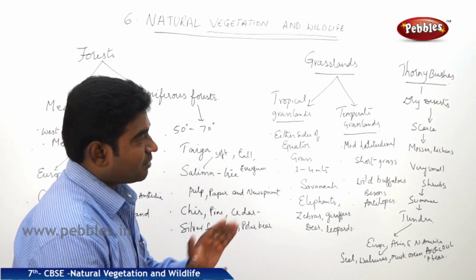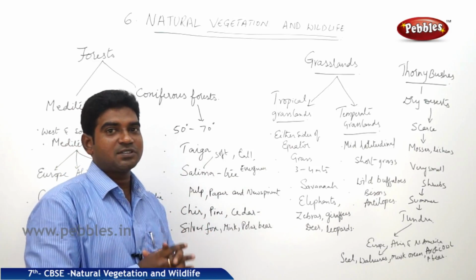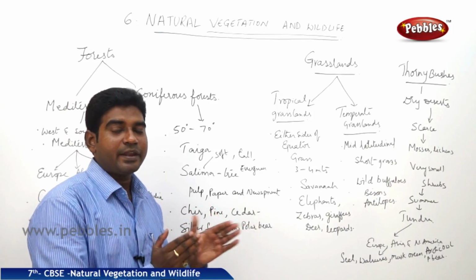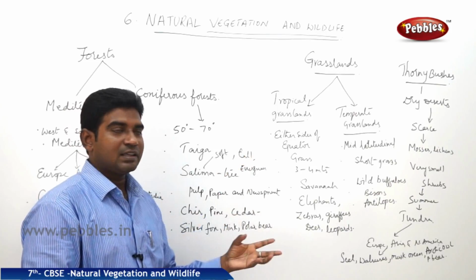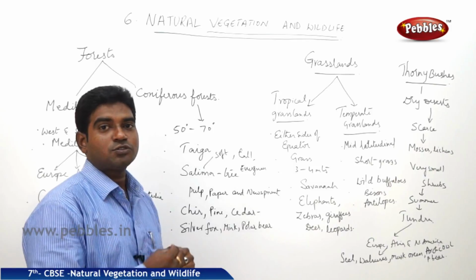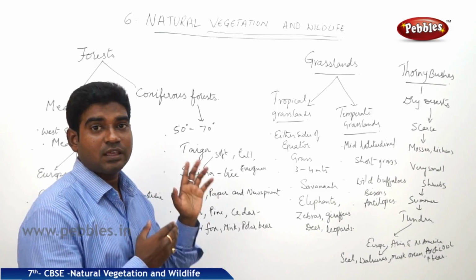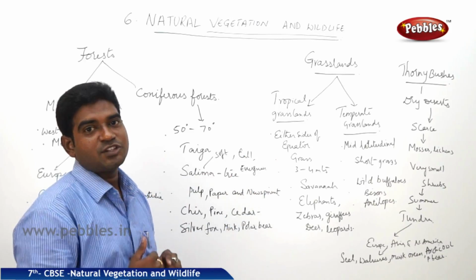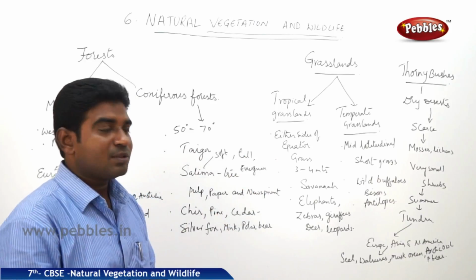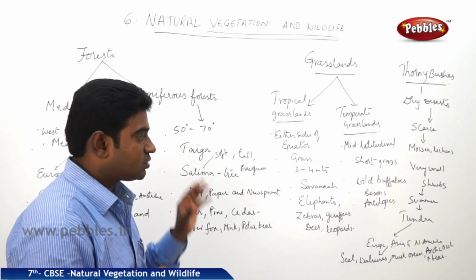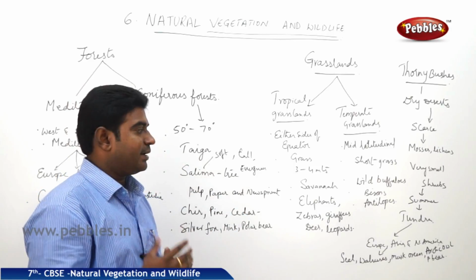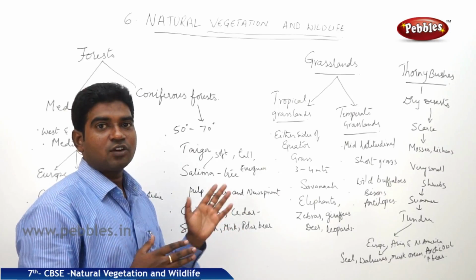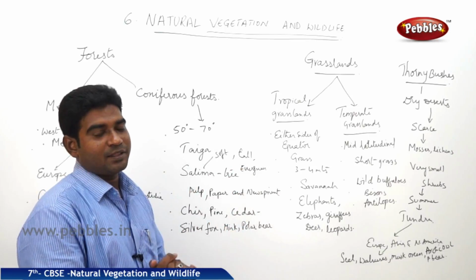Coming to the temperate grasslands, as the name suggests, these are found in the mid latitudinal extents or in the temperate zones. But here the grass is not as tall as that of the tropical grasslands. So here the grass is very short. And here the animals which are found are wild buffaloes, bisons and the antelopes. Here they are called with different names, as I mentioned. They are called by different names in different places.